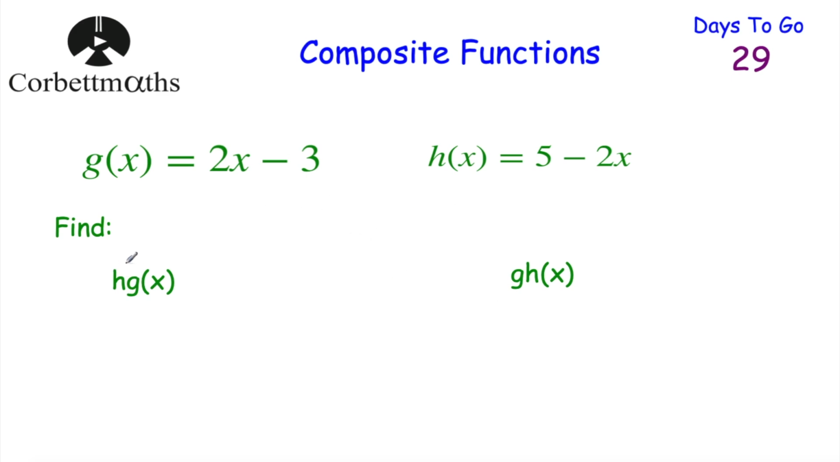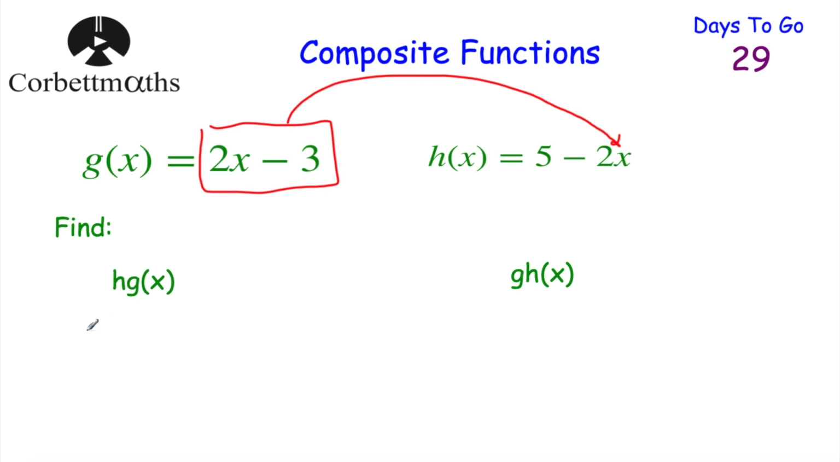Okay, so in terms of finding hg of x, we're going to apply function g first of all. So we've got x, we apply function g, we get 2x minus 3. Then we're going to substitute that into function h because we then apply function h. So let's substitute that in for the value for x here. So that would give us hg of x would be equal to 5 minus 2, and then in brackets, and then we're replacing the x with this, so 2x minus 3, close brackets.